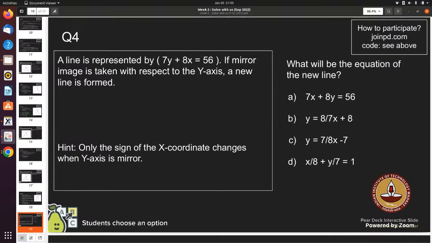So what is happening? You are saying B is the correct option, right? Yes, sir. B is right. But can you tell me why this hint is working?